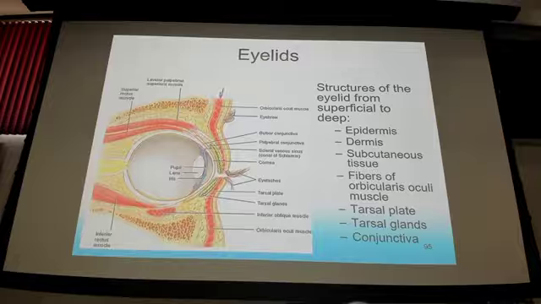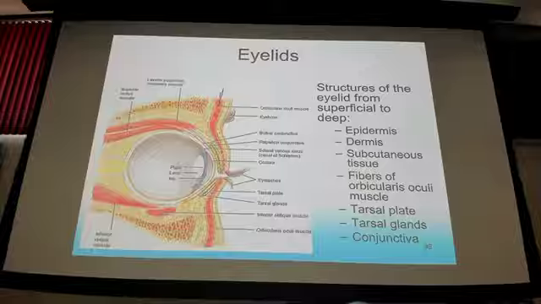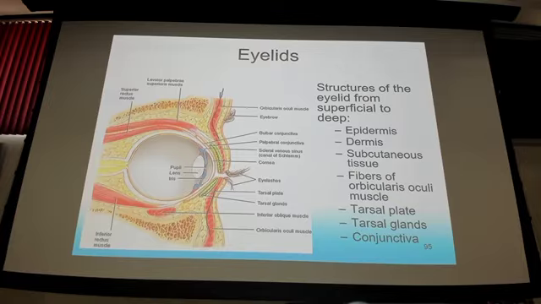This muscle is orbicularis oculi. And while it doesn't look like it here, it's a circle around the eye. So that would be the next layer that you see there.